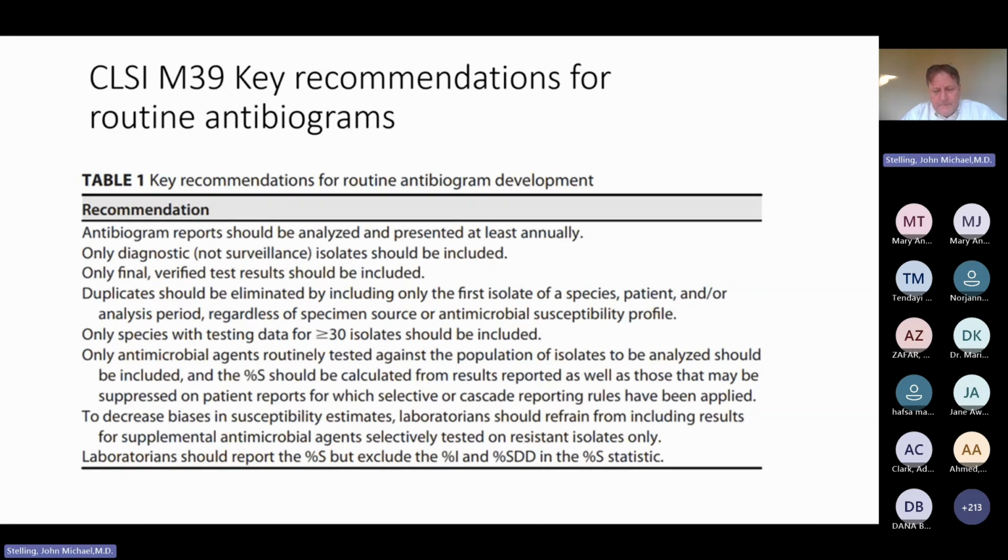The last point is specific for CLSI. Laboratorians should report the percent susceptible, but exclude the percent intermediate and the percent susceptible dose dependent in the percent S statistic. I have another slide about a difference with EUCAST. In the past, in EUCAST, I meant intermediate, the same as in CLSI. But in EUCAST, I now means susceptible with increased exposure. But I have a slide on that. I'll talk about that in a little bit.